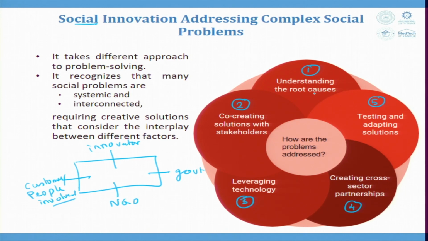So, how are the problems being addressed? First by understanding, then by co-creating solutions with various stakeholders, then leveraging technology. Say, for example, digital is one big boon. Next is creating cross-sector partnership, and the last one is testing and adapting solutions. We at IIT Kanpur are very closely working with two segments. One is the pottery segment, the other is the leather segment.